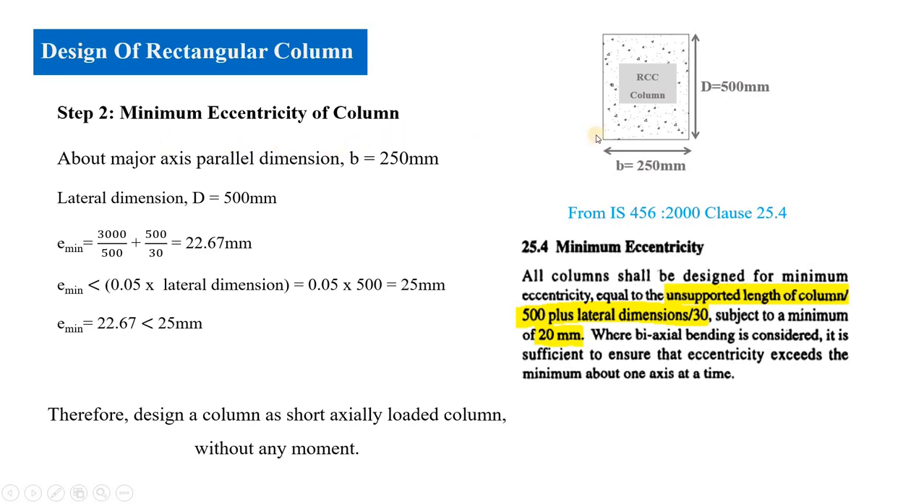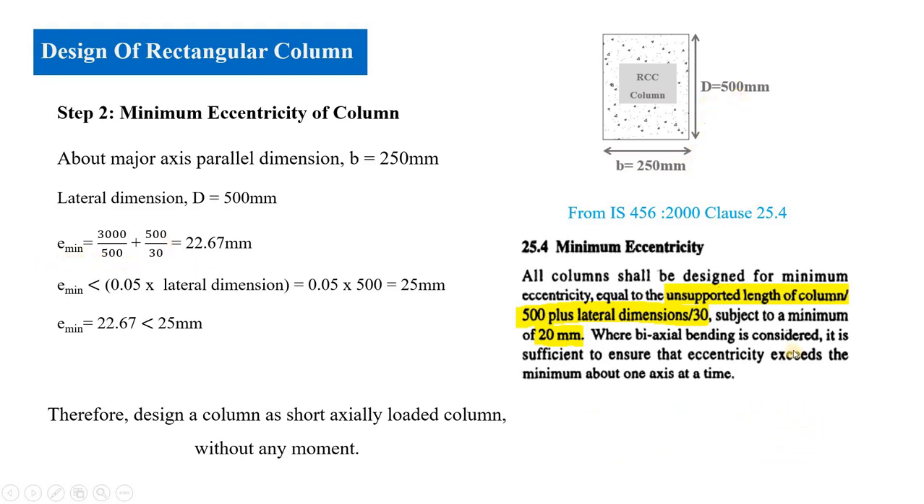After finding the cross-sectional dimension of a column, the next step is to check for minimum eccentricity about the major parallel axis, B, which equals 250 mm. If we consider this is a rectangular column, along the shorter side we will get a maximum moment of inertia. So if we draw the x-axis here, then the axis along the shorter side is considered as the major axis. So dimension along the major axis parallel equals 250 mm. Then lateral dimension is 500 mm.